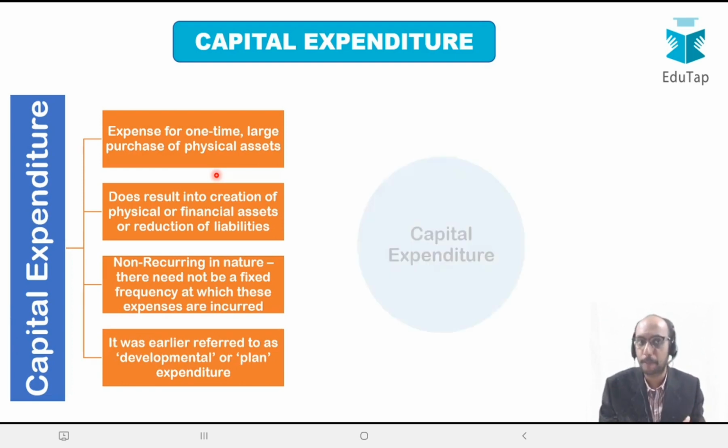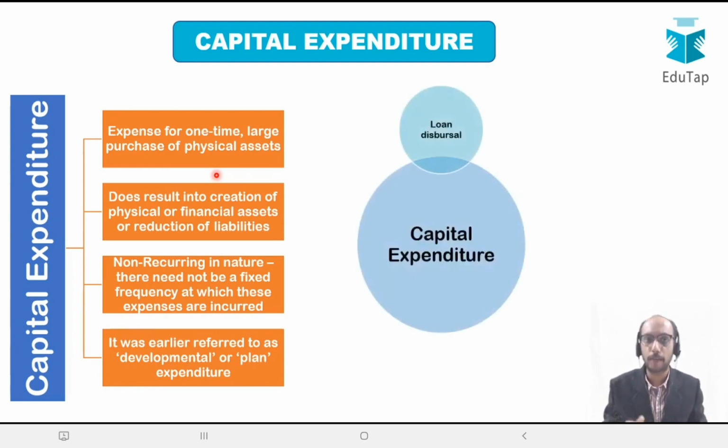And what are the examples of capital expenditure? Your loan disbursal, okay? If the government of India gives out a loan to the government of Sri Lanka, that is an example of capital expenditure, okay? By capital expenditure, you create a financial asset, is what I'm trying to say. And this is what you need to keep in mind. By capital expenditure, you create a financial asset. So you, the government of India, have given a loan to the government of Sri Lanka; I'm the government of Sri Lanka, you have given me a loan.